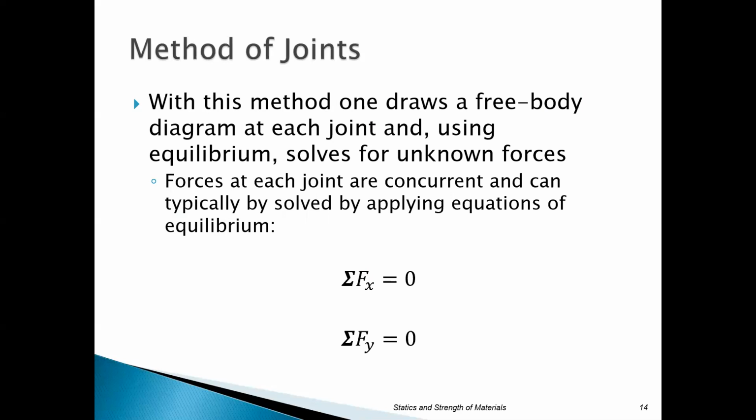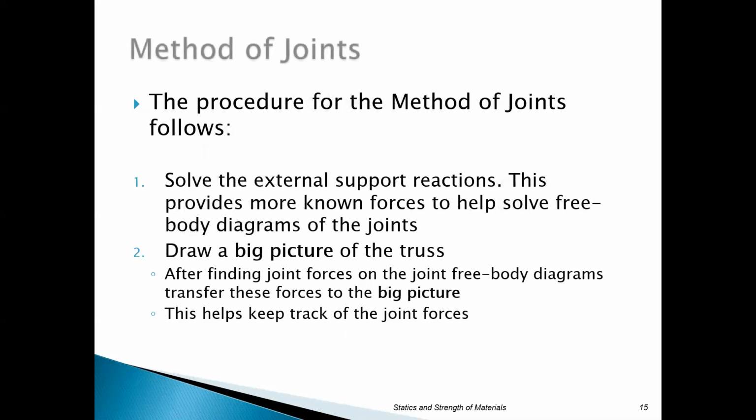So if we have 5 members coming into one joint, we probably will not have enough equations to solve that joint. So we have to start at a point where we have enough information that we can get solved completely, and then we take that to the next joint. So one of the big things we're going to be looking at is when you start your free body diagrams, you kind of have to know where to start. And I'm going to give you some hints on that as we get into this. Okay. So here's the procedure for method of joints.